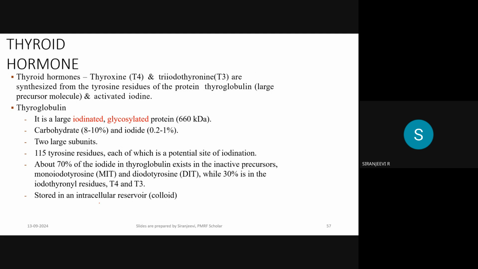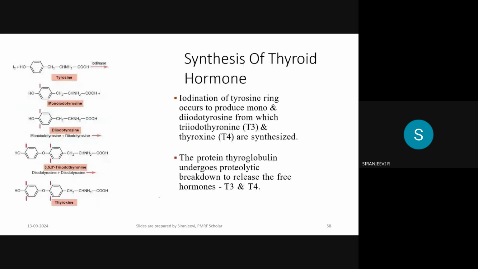about 70% of the iodide in the thyroglobulin exists in the inactive precursors, that is monoiodotyrosine, MIT, and the other one is diiodotyrosine, DIT. Well, 30% is in the active form, that is T4 and then T3. Majorly, T3 is the active form of thyroid hormone, and it's usually stored in the extracellular reservoir called colloid.